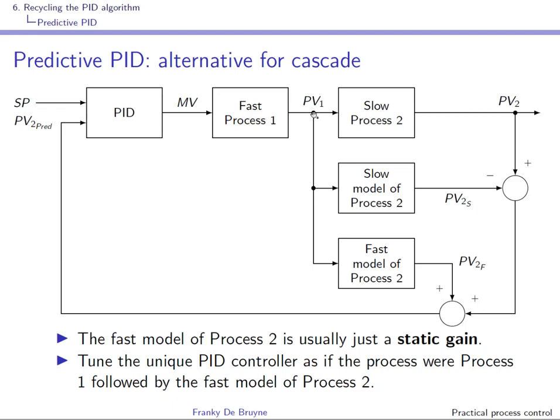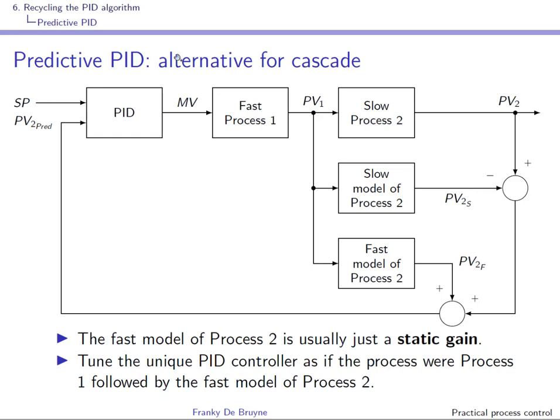Remember that PV1 here is the PV1 that was used in the inner loop, and this is the PV2 used in the outer loop. The process is therefore decomposed in 2 parts: a fast process, the one in the inner loop, and the slow process, the one in the outer loop. And by definition, because we have used a cascade before, this process is much faster than this process.